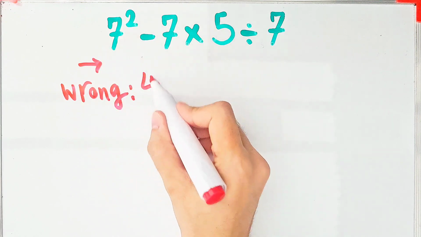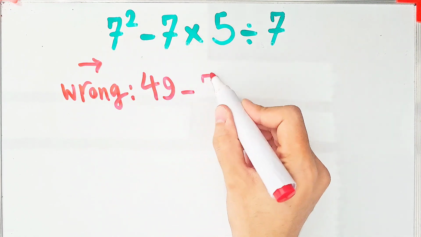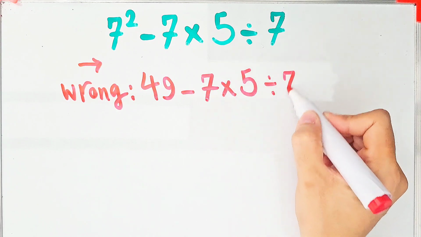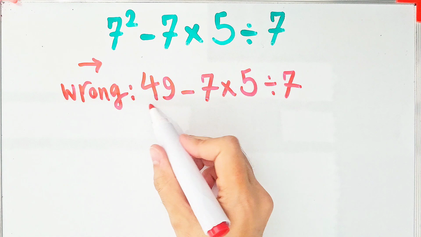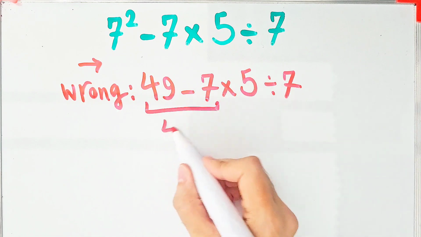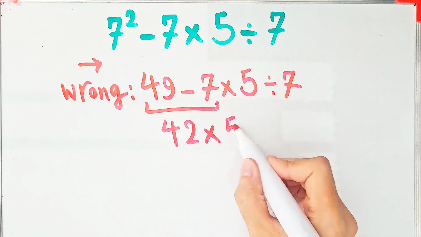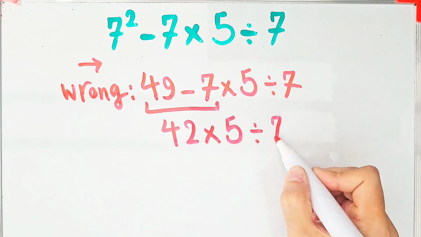7 to the power of 2 equals 49. 49 minus 7, then times 5, then divided by 7. Again, they start from the left and simplify the question. 49 minus 7 equals 42.